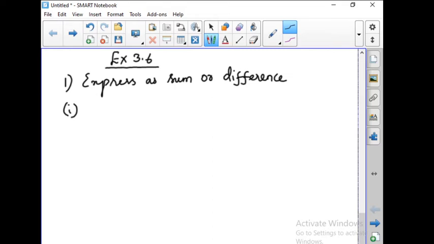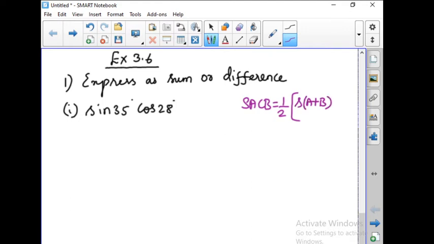So, first subdivision it is given as sin 35 degree into cos 28 degree. So, you have to be very clear with the answers. We need the formula here, that is sin A cos B. Sin A cos B is equal to 1 by 2 of sin of A plus B plus sin of A minus B. Only if you know the formula can you write it. So here I am going to apply the formula. Then 1 by 2, multiply and divide by 2.